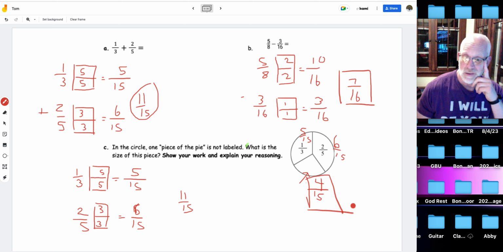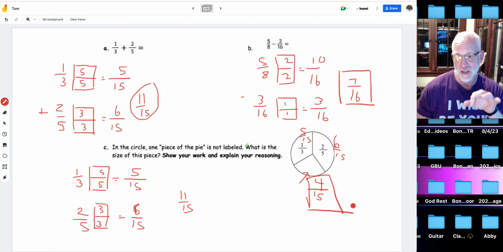My reasoning, I don't know how you did it, but the way I did it, I wanted to find out what the lowest common denominator was, which is 15. Then I changed all my fractions, and then I found it easy to figure out what the missing piece was. That's what I was thinking.